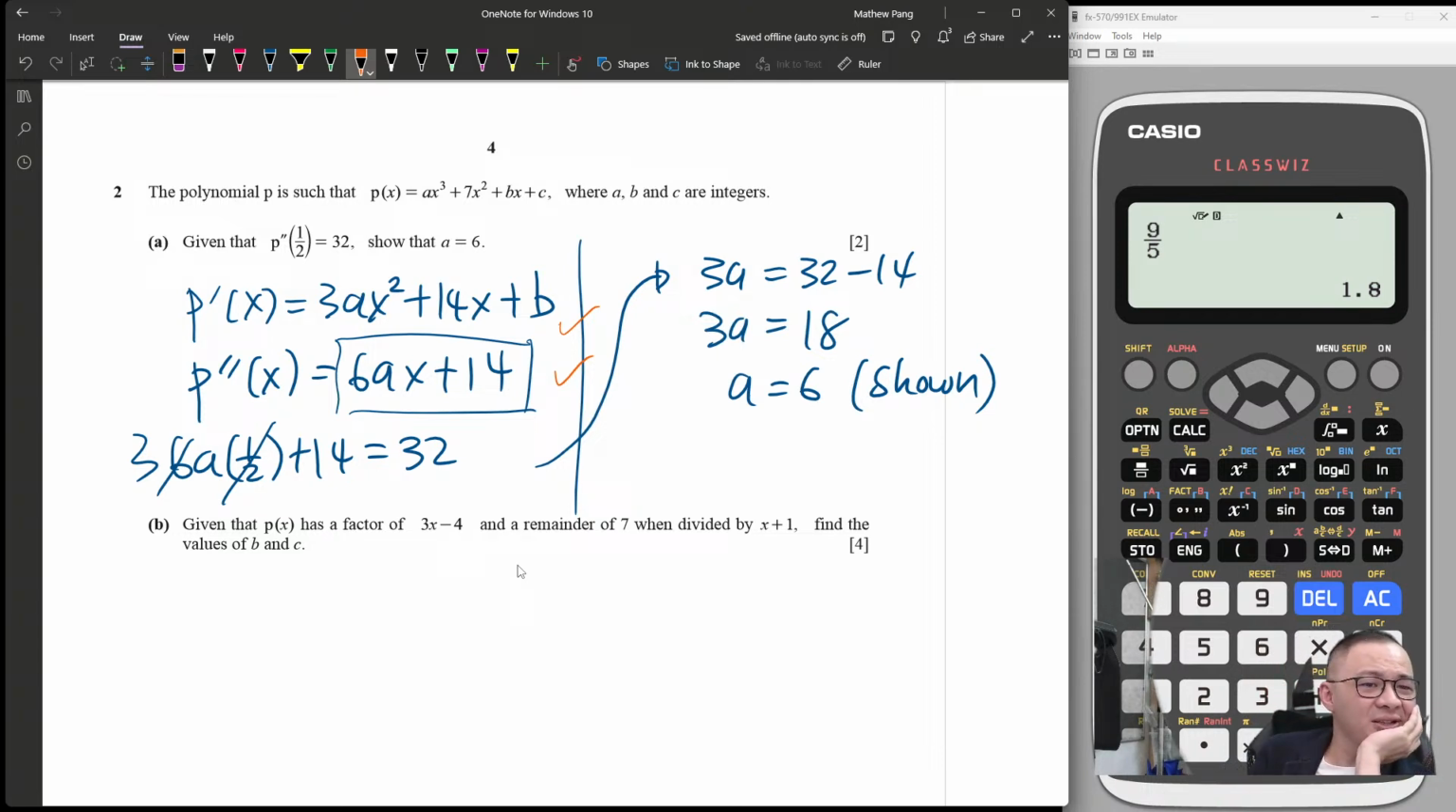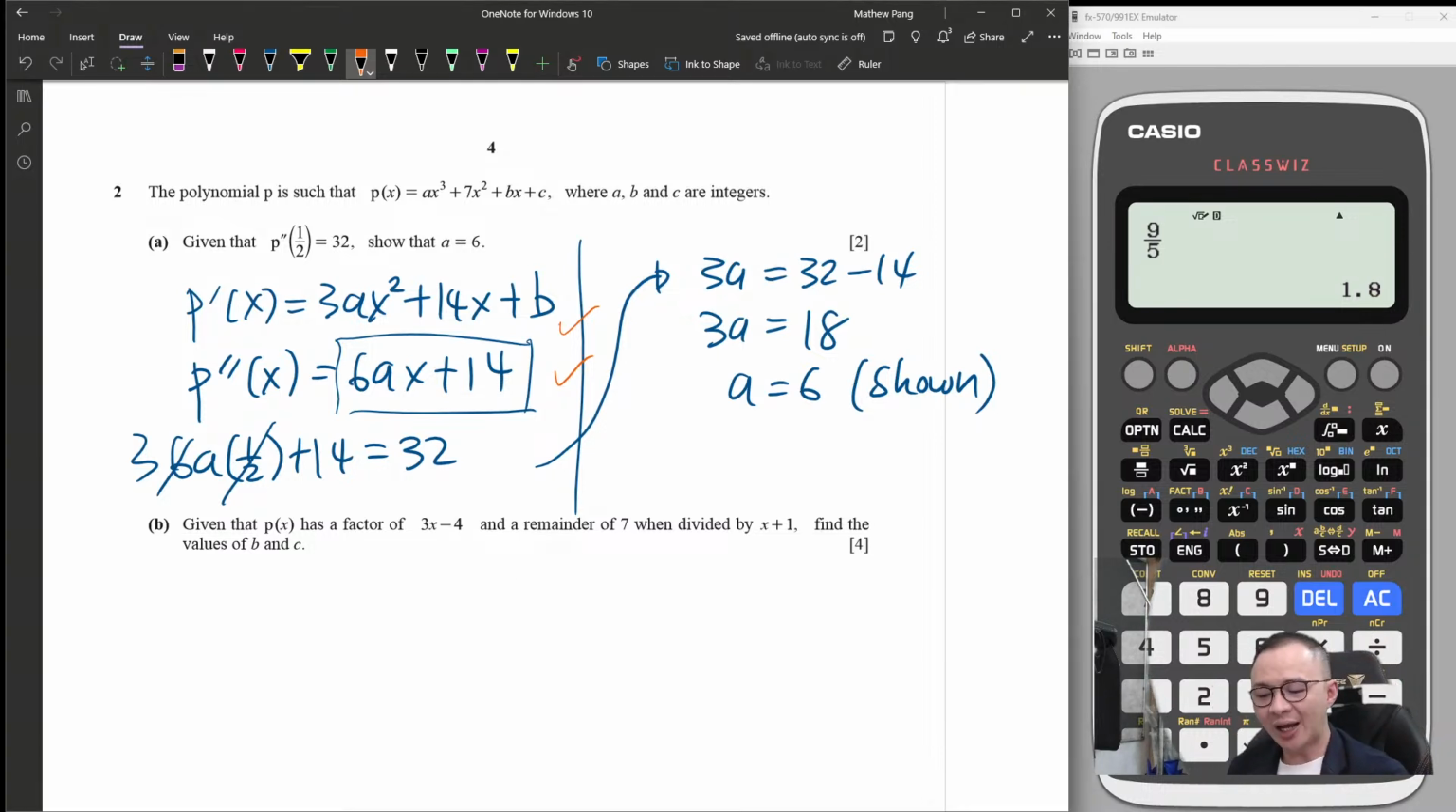Basically, the marking scheme actually doesn't mention it very clearly. But if you ask me, I would say if you differentiate 2 times, you will get 1 method mark. If you sub the x value 1/2 into here, eventually leading to the 6 here, you will get another 1 mark. So 1 mark here, 1 mark for differentiation.